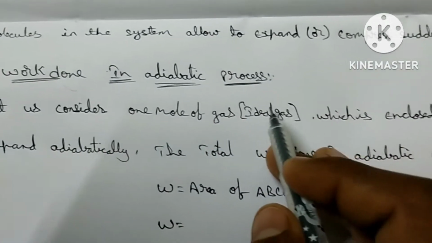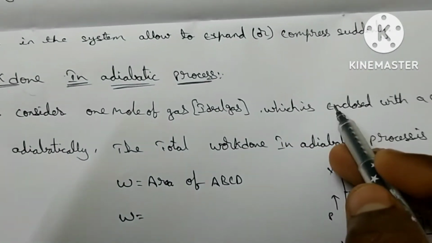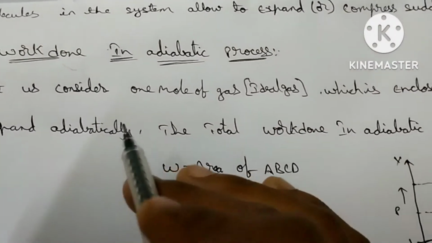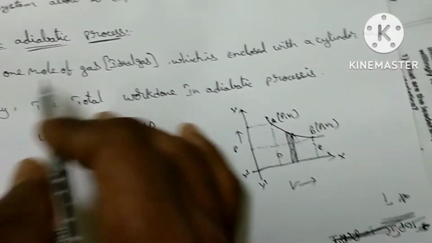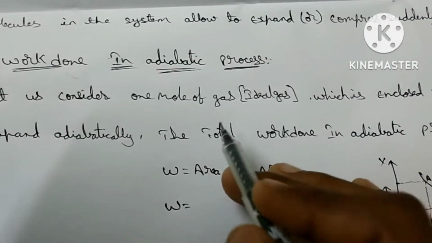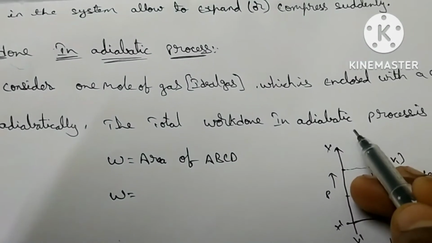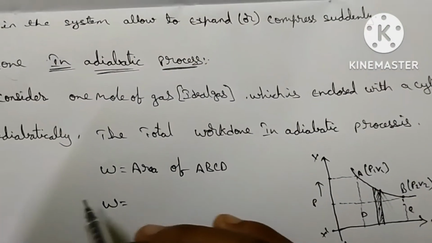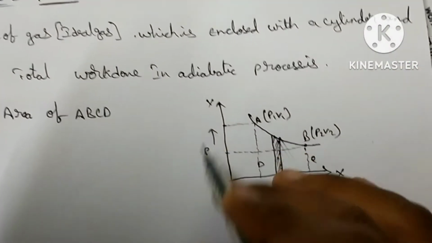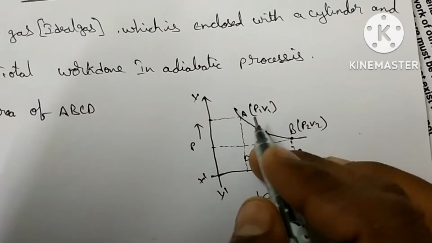Let us consider 1 mole of ideal gas, enclosed in a cylinder and expanding adiabatically. The total work done in adiabatic process is W equals area of ABCD. Here ABCD means pressure on the y-axis and volume on the x-axis.